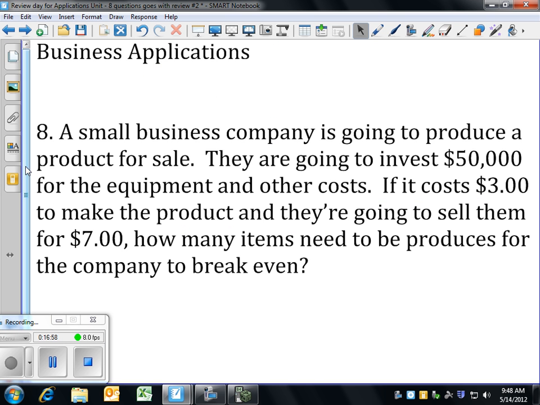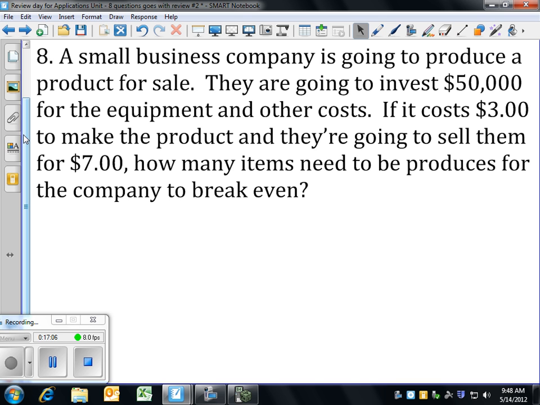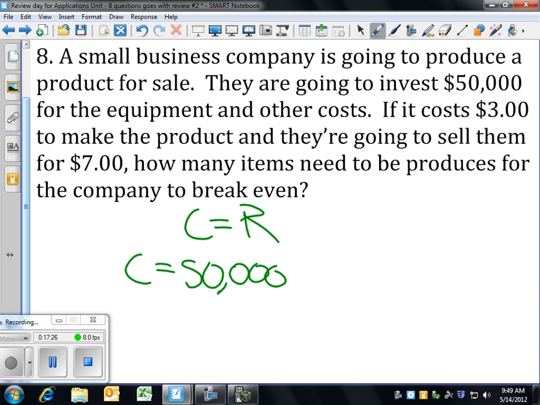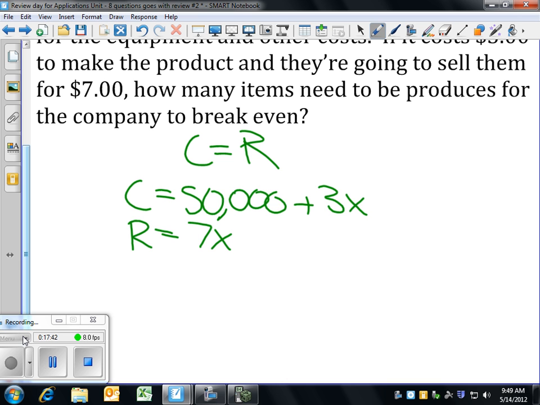Okay, the last one, business applications. When you break even, what is the equation for breaking even? C equals R, because cost equals revenue. So our costs, they're investing $50,000, and it costs $3 to make a product. And our revenue will be 7x, because that's how much they're selling one of the product for. So now what do we do? If C equals R, don't we want to set C and R equal to each other? And solve that on your calculator.